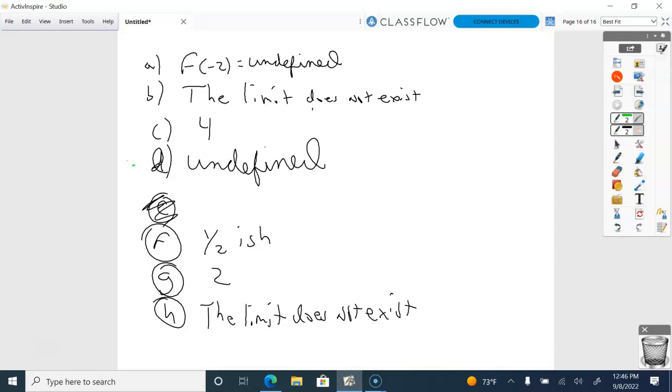Wait, what? Why does D say undefined? E says undefined. I skipped D. Wait, why does that look like D? Yeah, I changed it to an E. Why is it wrong? Because I skipped it. The brain glitched and I went on to the next one. I think you just don't know how to do it. Probably. I could teach you.